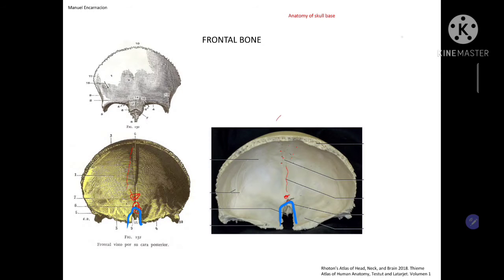Okay, and let's make this groove. I'm gonna show this groove. You can see it here. They're very clear. You see the groove? Yes. The groove. Okay.